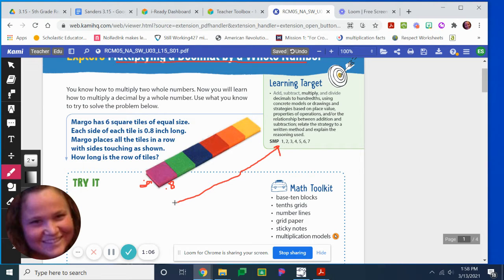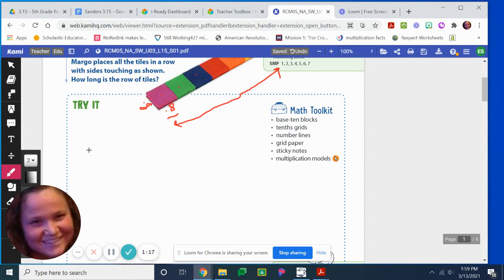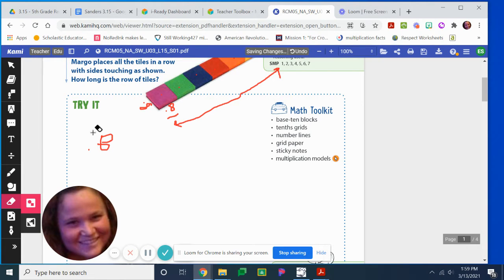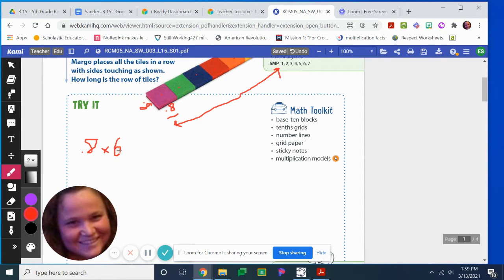All right, so in order to find the length, we have 0.8 times 1, 2, 3, 4, 5, 6. We have 0.8 times 6. That is our problem. 0.8 times 6. 6 wholes times 0.8.